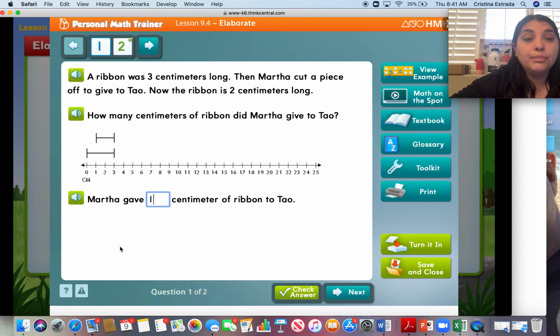It says a ribbon was 3 centimeters long. Then Martha cut a piece off to give to Teo. Now the ribbon is 2 centimeters long. So they show me here on the number line 1, 2, 3, that's the length of our ribbon, and they're cutting it. Now there's only 2 centimeters left. So I would go backwards to take away those 2. So 1 and 2, it leaves me with 1 centimeter. So then I would hit next.